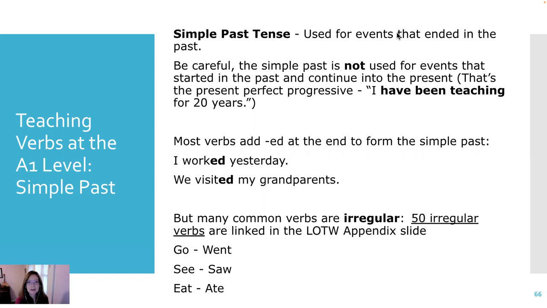But one of the things that students sometimes get confused is the past and the present perfect progressive. So remember that if we're talking about something that ended in the past, we typically use the simple past tense. But if we are talking about something that started in the past and continues up until now, like I have been teaching for more than 20 years, that's the present perfect progressive. And that's a little more complex. We don't teach that at the A1 level, although students may run into it.